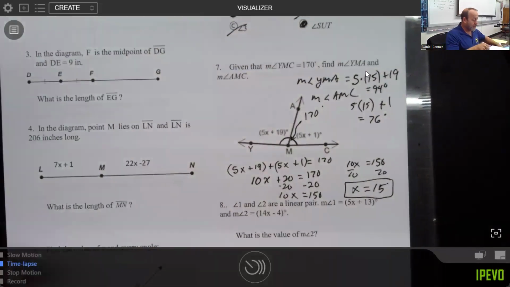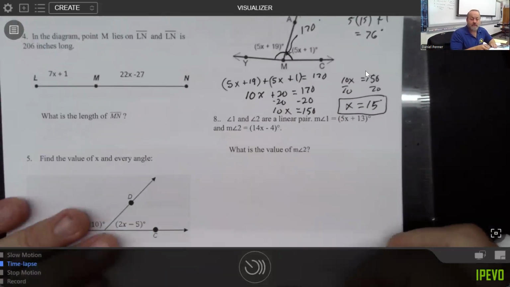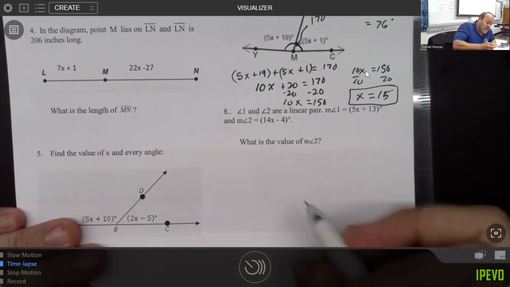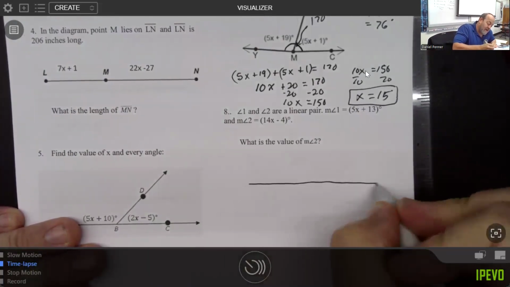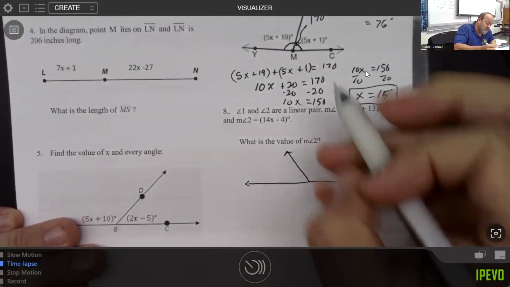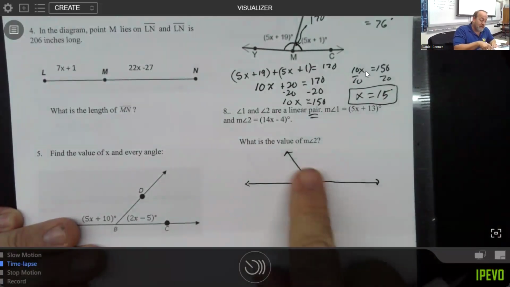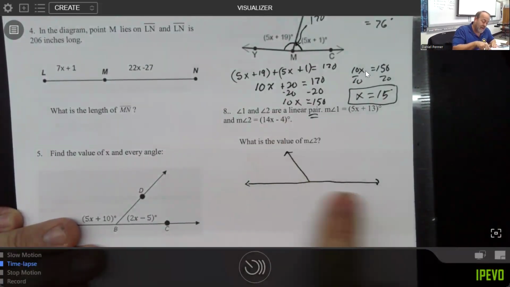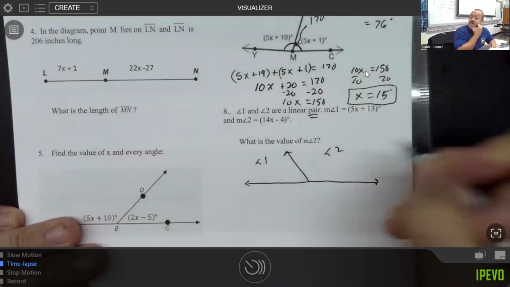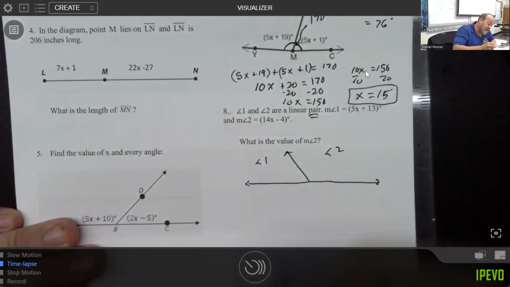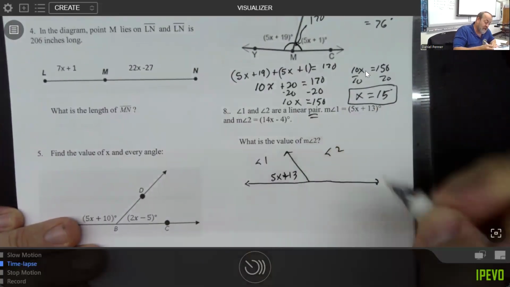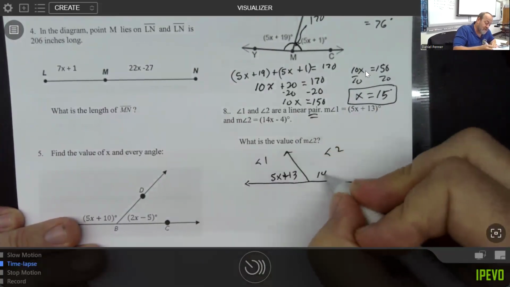Okay. Number 8, the last one for this particular video. It says that angle 1 and angle 2 form a linear pair. Remember, if you have a linear pair, we have two angles that are side by side. That's very important. Pair means two, linear, so that literally means two angles that make a line, and I have that. I'm going to call this one angle 1 and this one over here angle 2. It says that angle 1 is 5x plus 13. It also says that angle 2 over here is 14x minus 4.